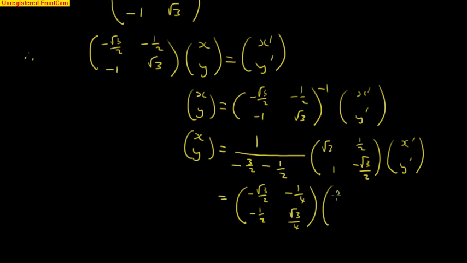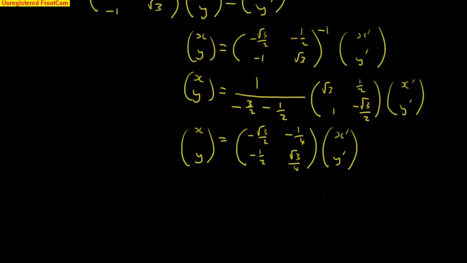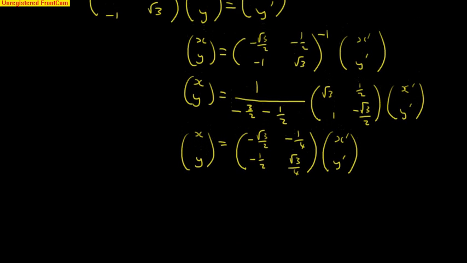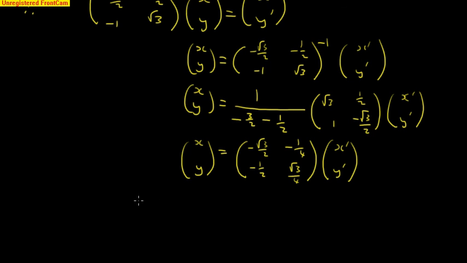I'm just being careful, making sure I'm doing all that multiplying right. Again, it's very, very easy to mess up there. Finally, we can now say that x is equal to negative root 3 on 2 x dash, negative 1 on 4 y dash, and y equals negative a half x dash plus root 3 on 4 y dash.